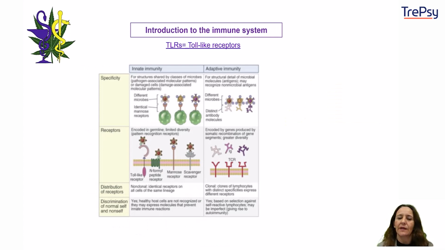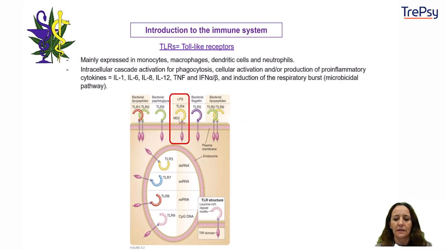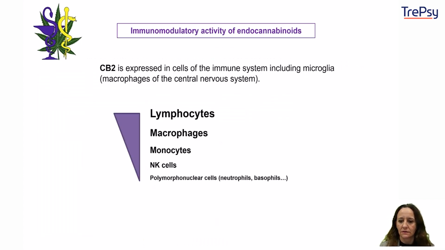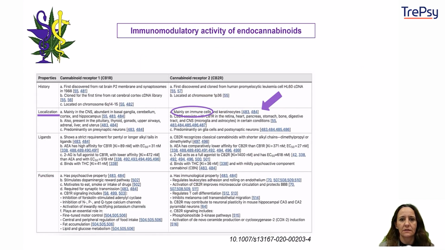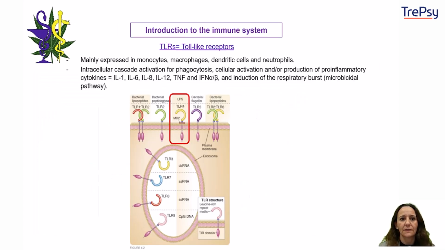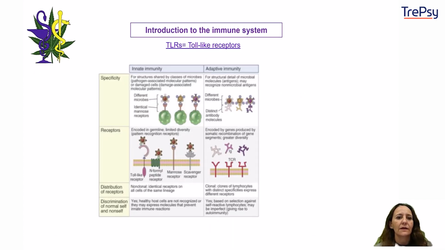There are more molecules that we have in our immune system, not only in the innate but also in some cells of the adaptive, but mostly in the innate cells. So we were talking about TLRs. These are toll-like receptors, and these are receptors that are expressed in different cells of the innate immune system, mostly in macrophages, neutrophils, and monocytes.